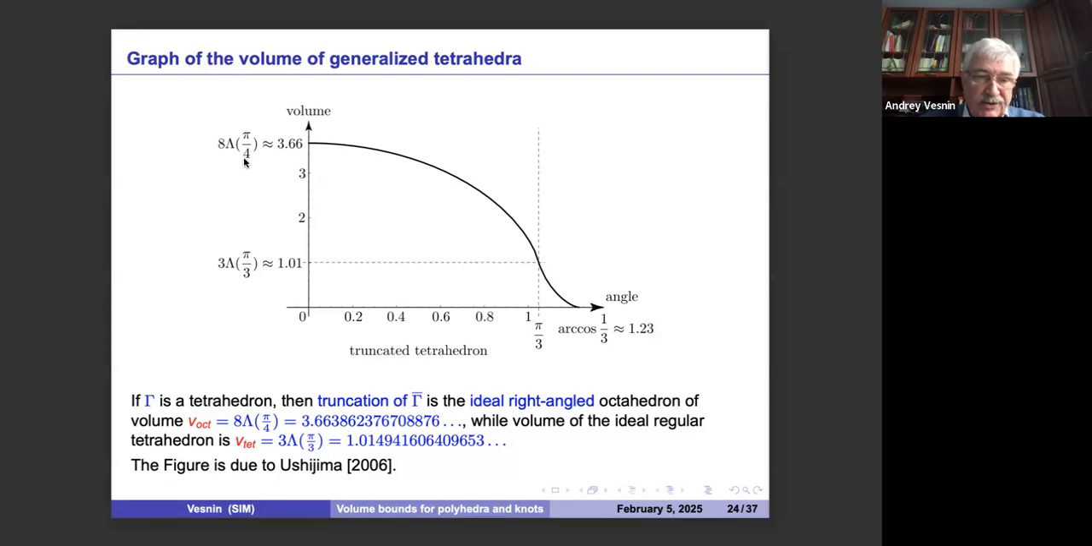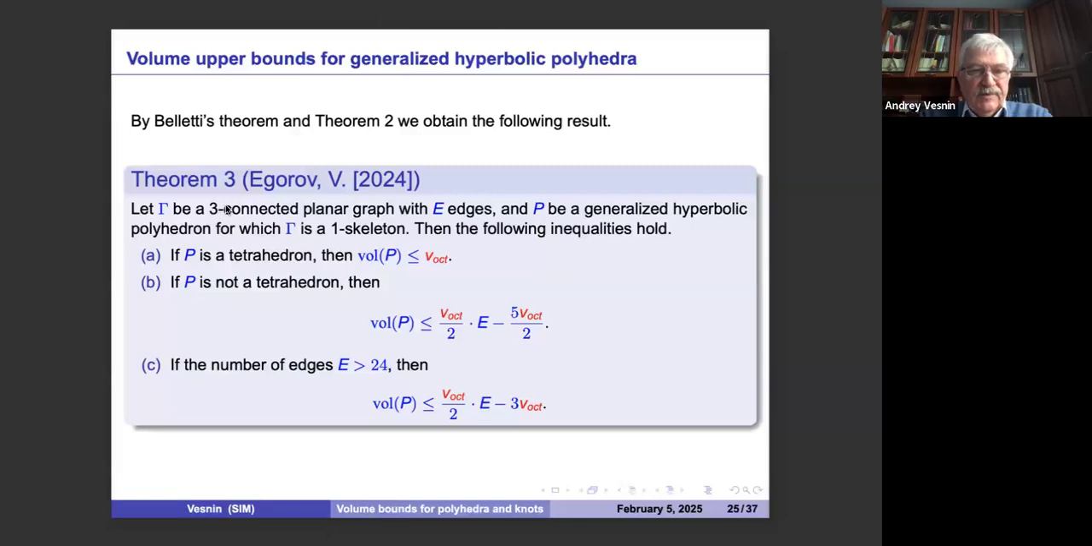So the maximal volume is just the volume of the octahedron, so 8 times the Lobachevsky function of pi over 4. So this is equal to 3.66. So now we admitted truncations, so I obtained bigger polyhedra, and the limit value corresponds to the ideal rectified situation.